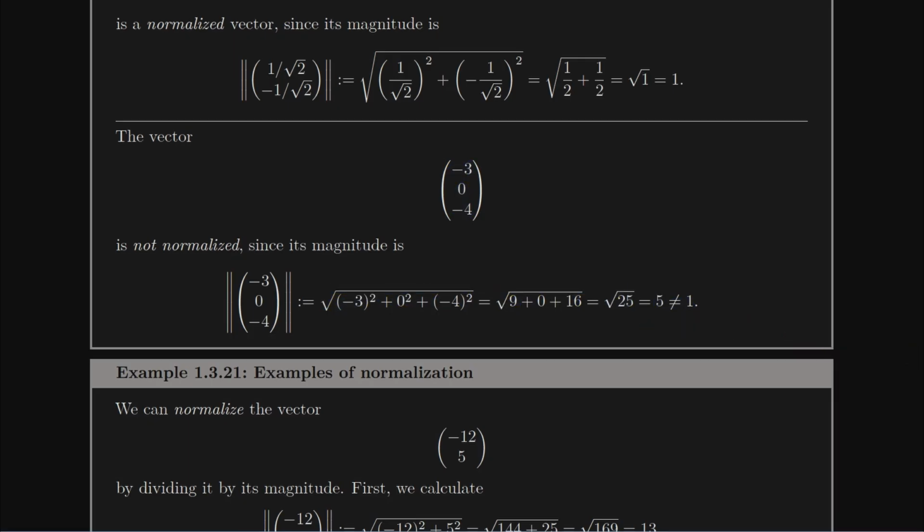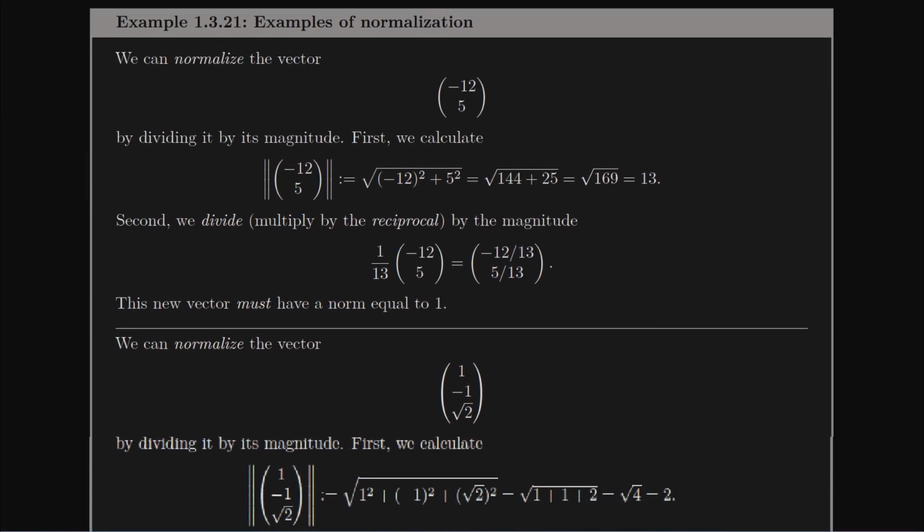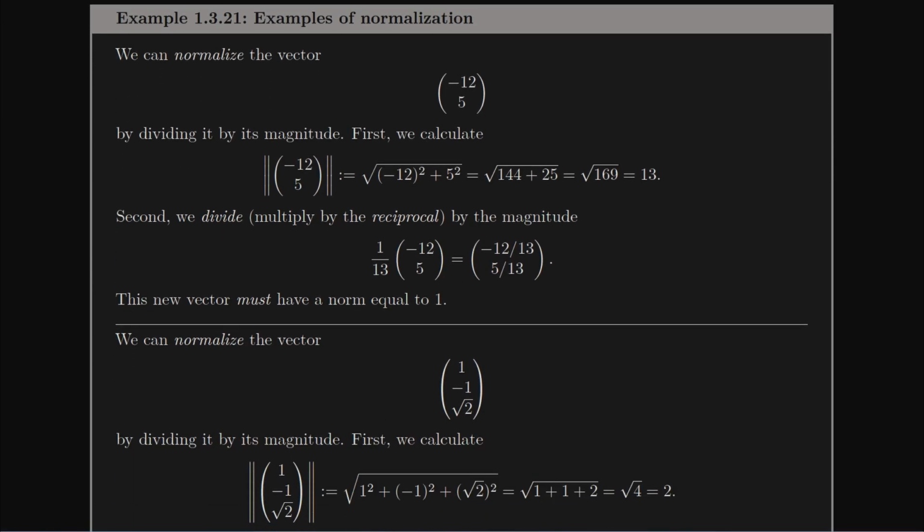Now we can also go through the process of normalization, which means we divide by the norm, as discussed previously. So here we've got the vector negative 12, 5, and this may or may not already be normalized, but we can certainly find out by computing its norm. We're going to square 12. We're going to square 5. We get 144 plus 25, which happens to be 169. Take the square root of that, and we get 13. So the norm is equal to 13.